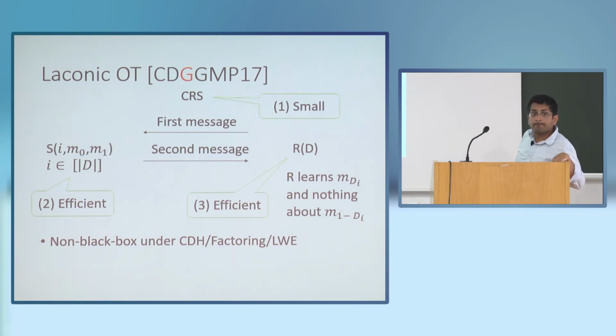So if the CRS is not short, then you can do a black box construction from CDH, right? If the CRS is not short, then you can do it black box from DDH, CDH, yeah, all of them, yeah.